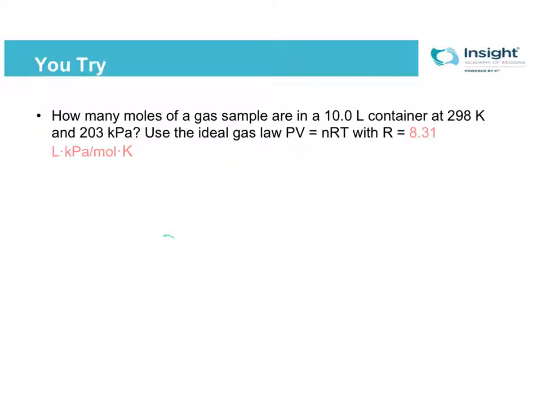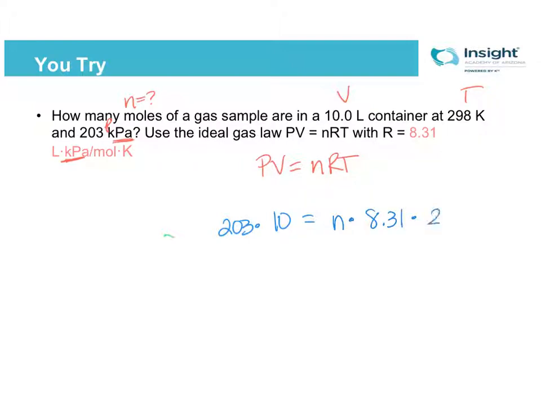All right, so it says how many moles of a gas are in a 10.0 liter container at 298 Kelvin and 203 kPa. So moles are a question mark. That's our volume. That's our temperature. And here's our pressure. All right, our pressure's in kPa, so we got to use the kPa R constant. Now let's plug this into our equation. So P is 203 times 10, and that's going to be n times 8.31 times 298.